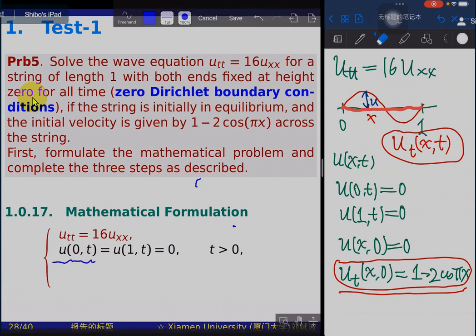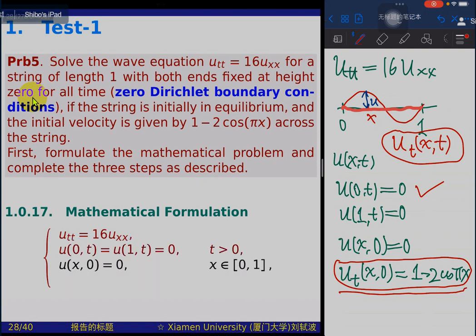So this is u(0,t). That is when x equal to 0. This is just the boundary condition at the left endpoint. Similarly, u(1,t) is the boundary condition at the right endpoint, as we just talked about. This is the boundary condition when x equal to 0 and x equal to 1.